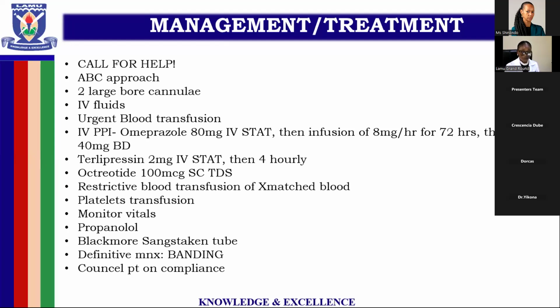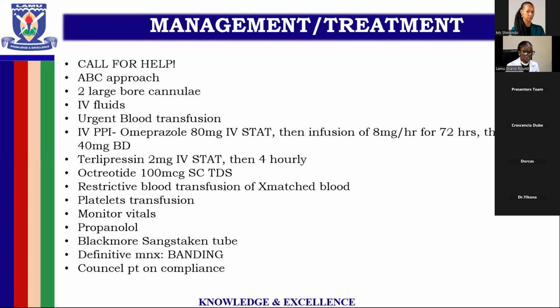Then, outside of the acute phase, we would consider giving propranolol. However, this is a patient who, on the drug history, is already on propranolol. So what we are going to do in this acute phase of bleeding is stop the propranolol, then only give it after the acute phase of bleeding.